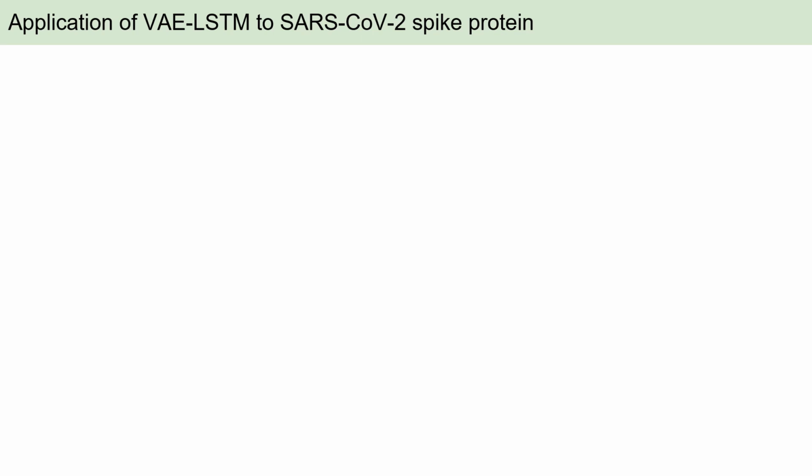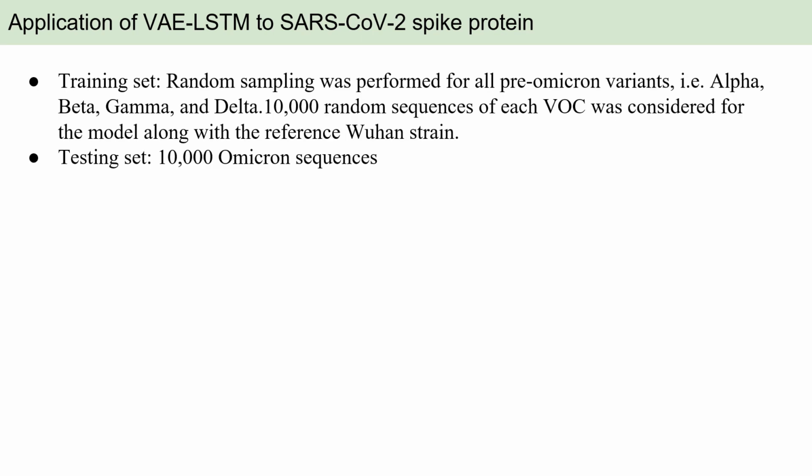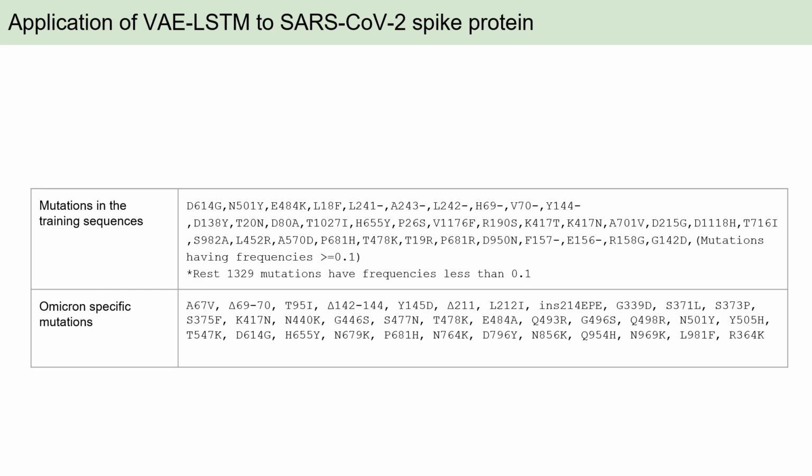we then applied our model to the SARS-CoV-2 spike protein, where the training set is comprised of randomly sampled pre-Omicron sequences coming from alpha, beta, gamma, and delta, along with the reference Wuhan strain, and a testing set comprised of 10,000 Omicron sequences. So here is a listing of the mutations in the training sequences having frequencies greater than 0.1, and the rest of the mutations have frequencies less than 0.1 in our data.